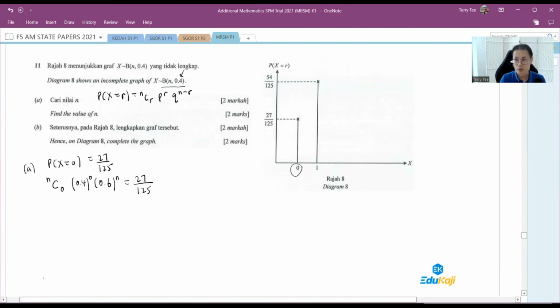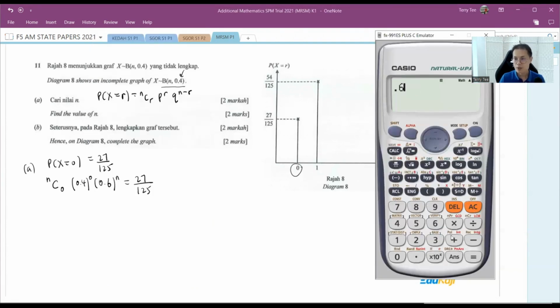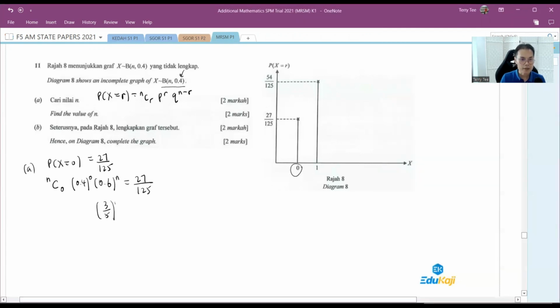Now we know nC0 is 1. 0.4 power 0 is also 1. So now you're left with 0.6. Okay, for those who are not sure, nC0, you can just put even 100C0, you get 1. Okay, anything power 0 is also 1. So the 0.6, we can change to 3 over 5. And this 3 over 5 power n is now 27 over 125.